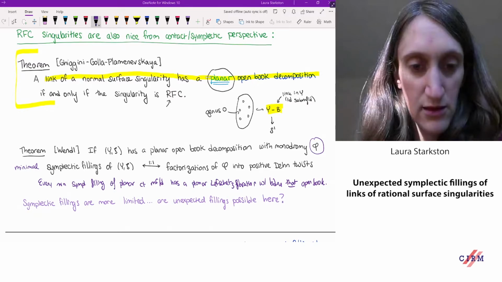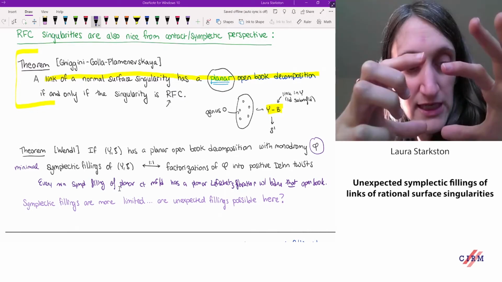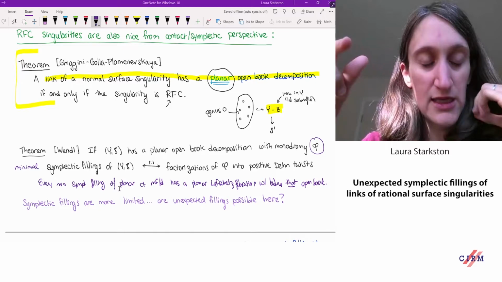I just get to look at one planar one, and every single symplectic filling is going to have this Lefschetz fibration structure, so it's going to be a Lefschetz fibration over the disk. So around the boundary of the disk, that circle, that's going to give my open book decomposition fibration.